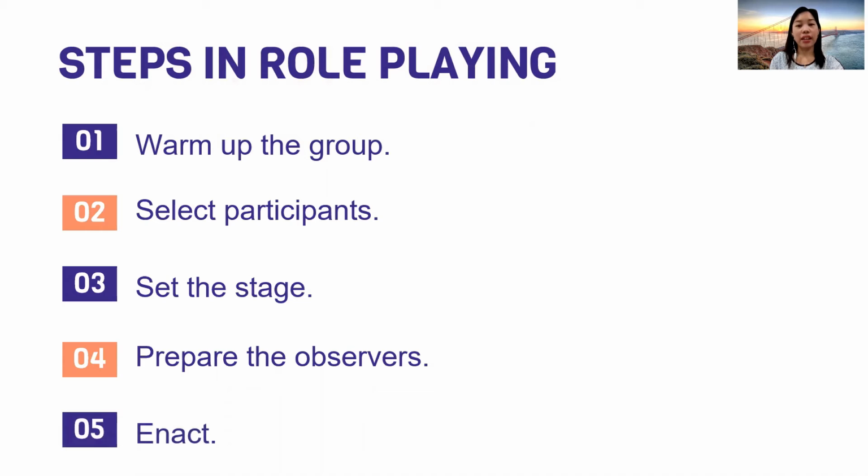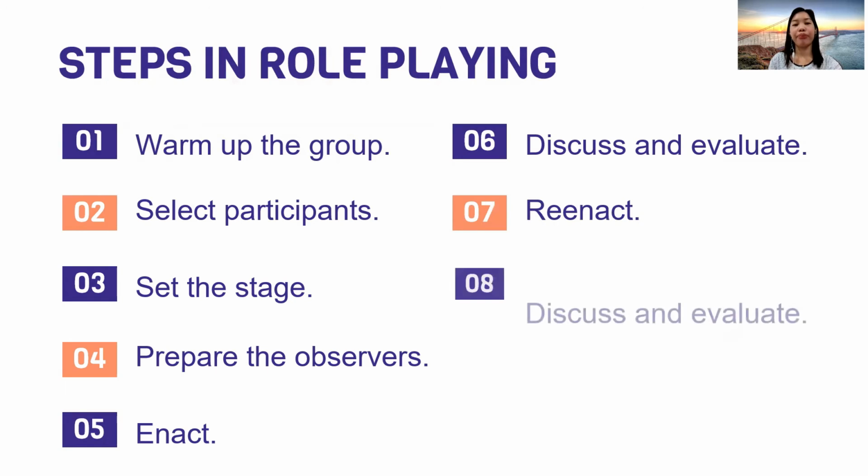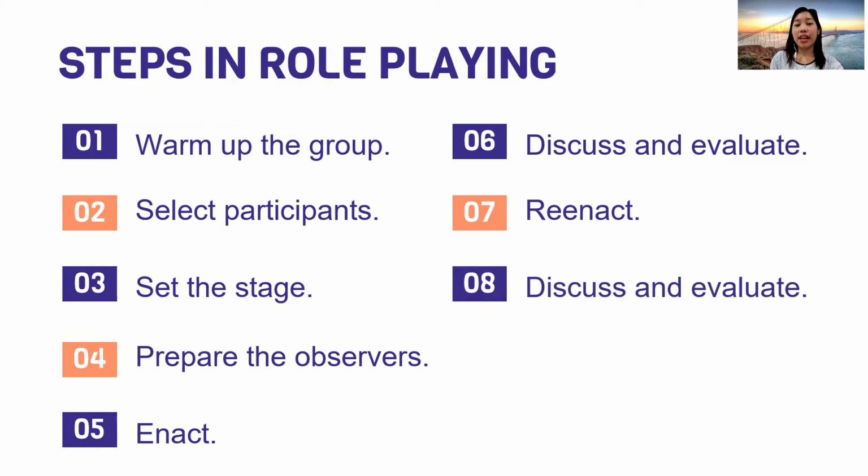Step 5. Enact. The players assume the roles and spontaneously live the situation from beginning to end. Step 6. Discuss and evaluate. In this step, the action of the role playing is reviewed, the focus is discussed, and the next enactment is developed. Step 7. Reenact. New interpretations of roles are shared and new possibilities for causes and effects are explored in this step. Step 8. Discuss and evaluate as was done in Step 6.